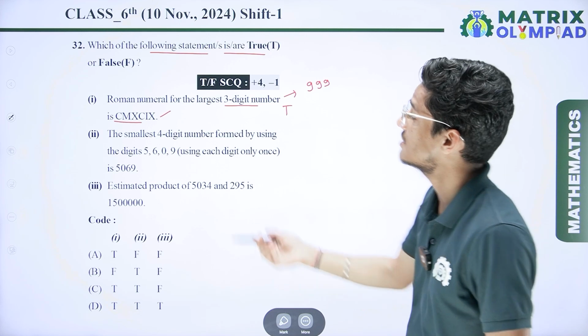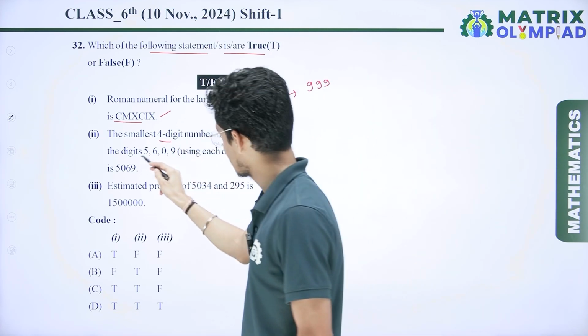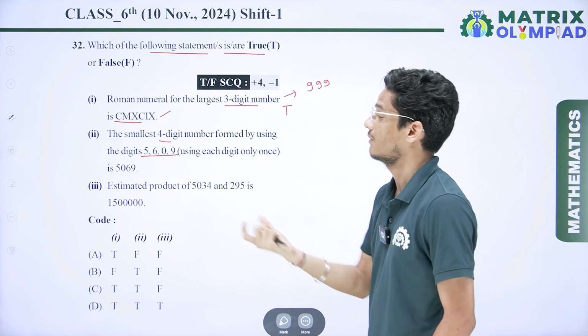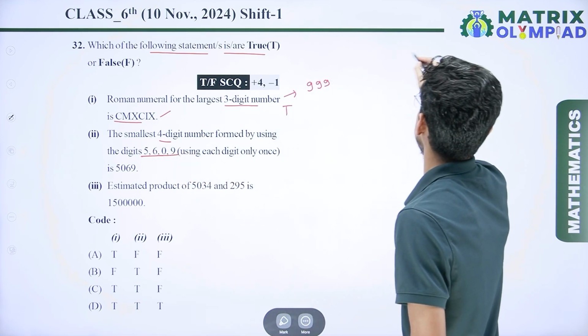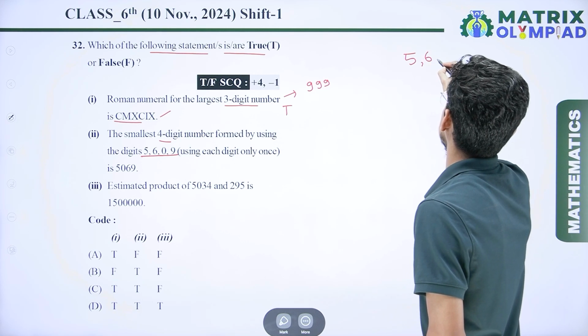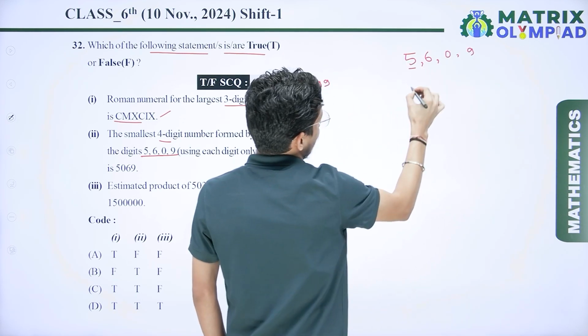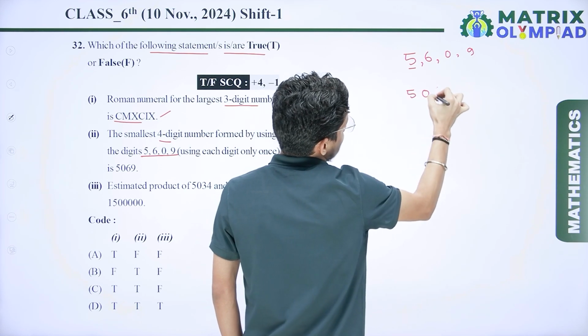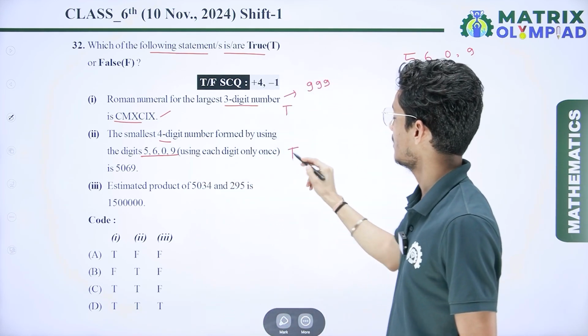And the second one, that is the smallest 4-digit number formed by using the digits, this one. So we have to find out the smallest 4-digit number with the help of these digits. So the digits are 5, 6, 0 and 9. So here first we take 5, then we take 0, then we take 6 and we take 9. So 5069, 5069. So here this one is again true.